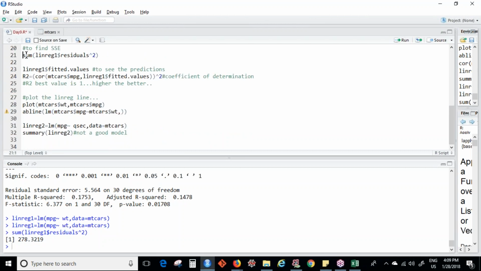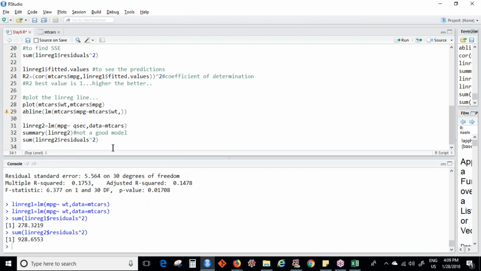Similarly, I can calculate the sum of squared error for the second model. I'll just copy paste this and change linear regression 1 to linear regression 2. Okay, this is my sum of squared error for the second model and you can see it is higher, right? Because I did not use a good variable. I used qsec here. Even the r square was bad for that, so the error is also high. Okay, so using any r square or sum of squared error, I can determine which model is better. So even r square is telling me that the first model is better. Even linreg1, the sum of squared error, is also telling me that the first model is better. Clear, guys?